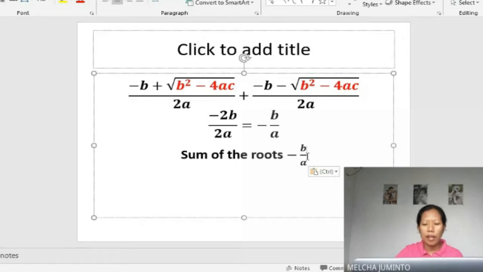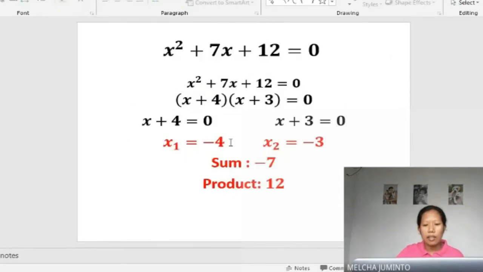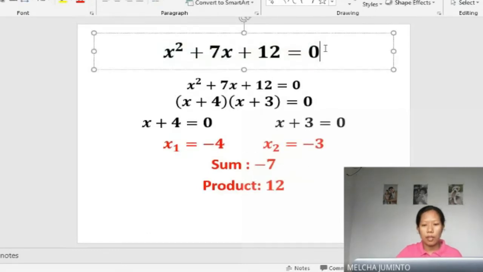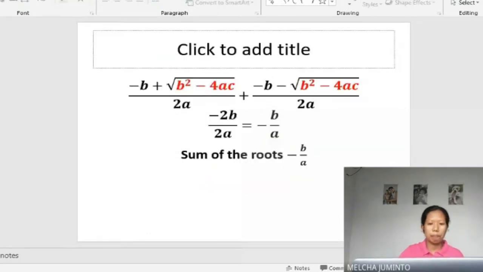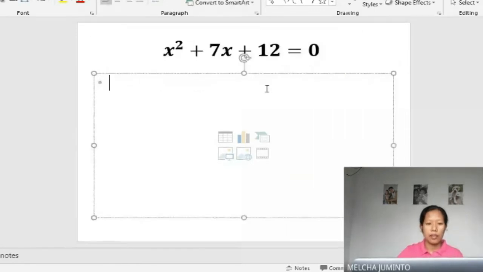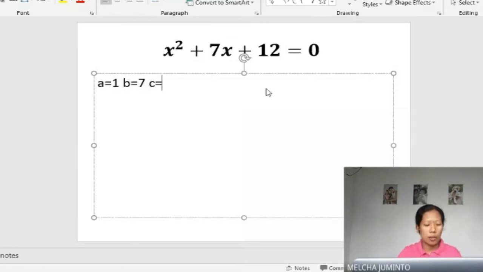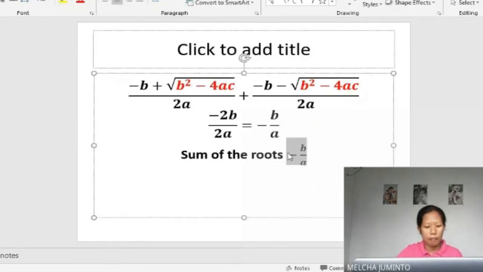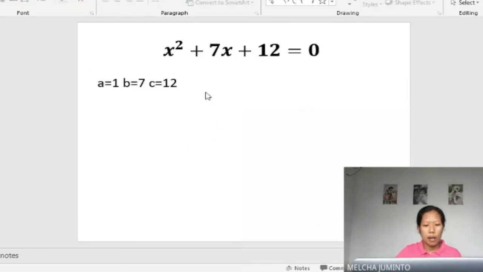So the sum can be computed as negative b over a. If we try it with the previous example, this is the given equation. Here, a is equal to 1, b is equal to 7, and c is equal to 12. Using the formula for the sum, negative b over a, we can find the sum even without finding the roots of the equation.